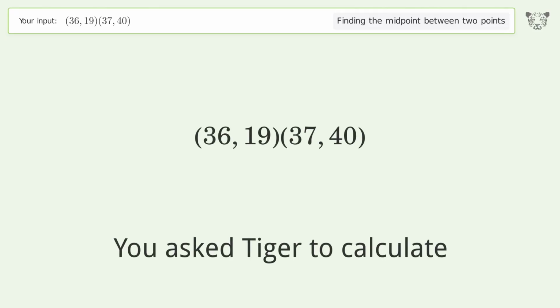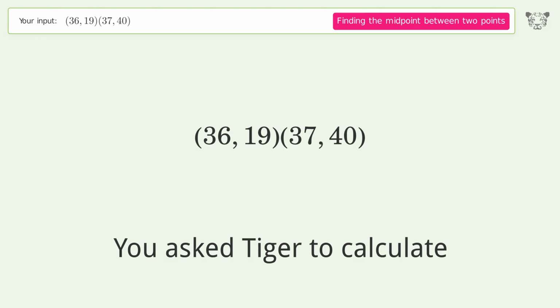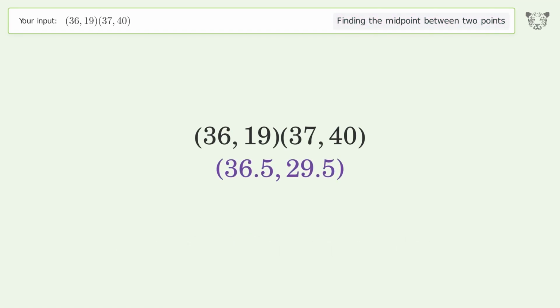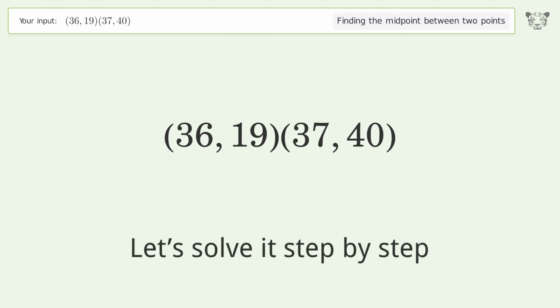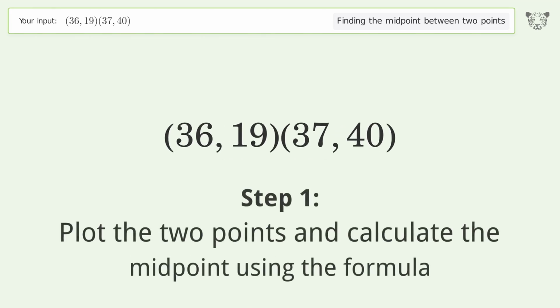You ask Tiger to calculate. This deals with finding the midpoint between 2 points. The midpoint between the 2 points is 36.5, 29.5. Let's solve it step by step. Plot the 2 points and calculate the midpoint using the formula.